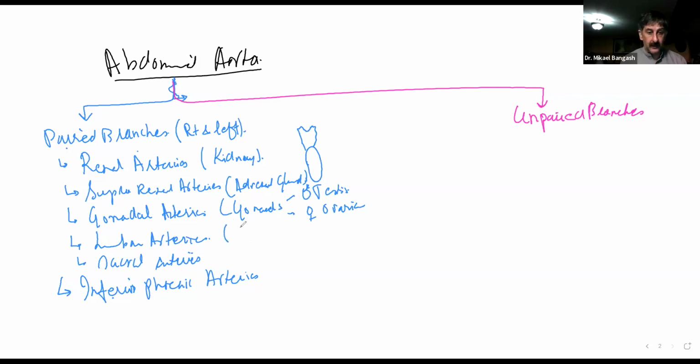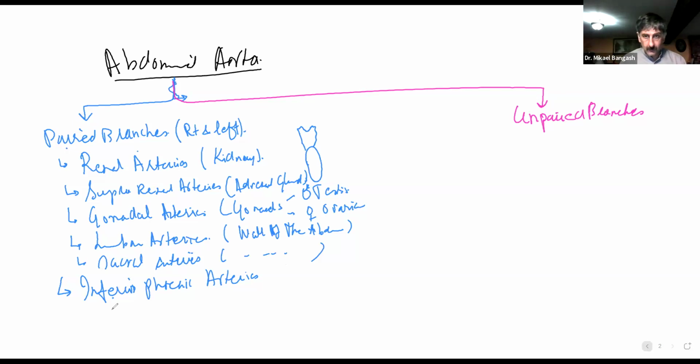Lumbar arteries mainly supply the wall of the abdomen, the muscles and things like that. And so it's the same for the sacral. Inferior phrenic arteries.